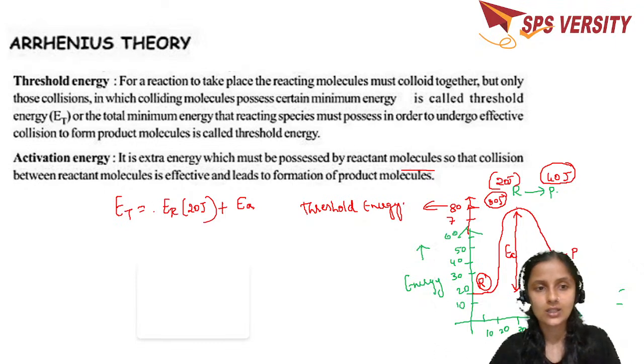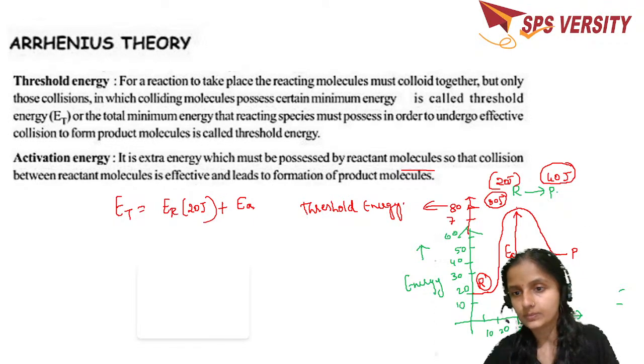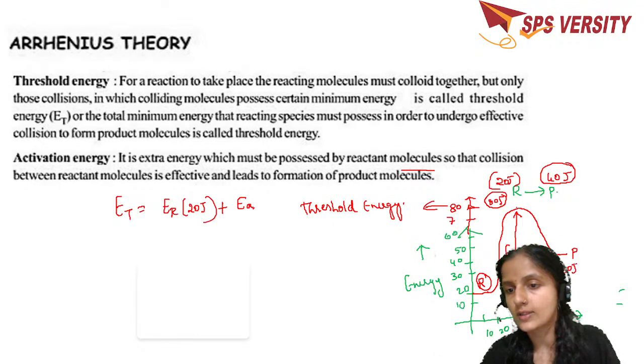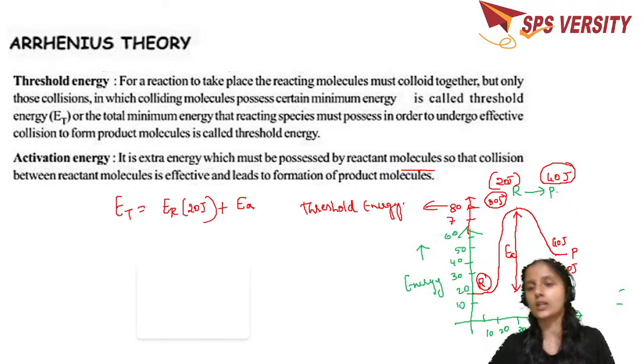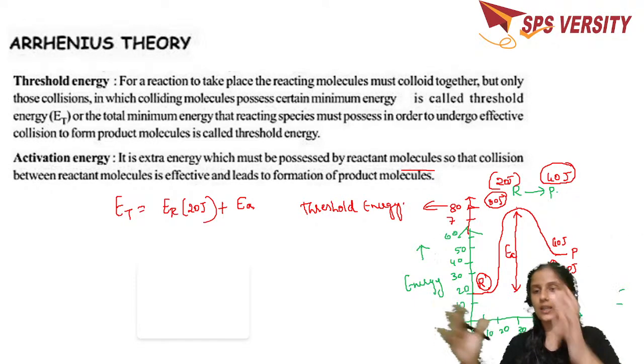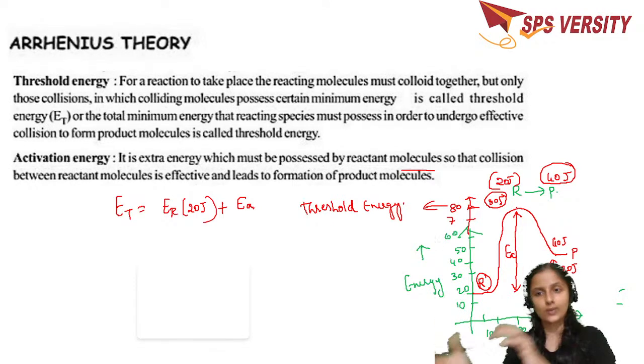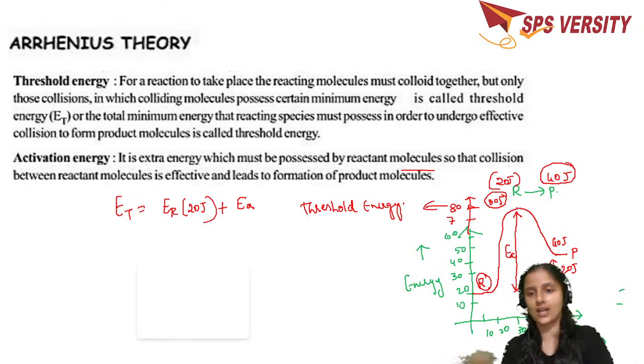Et is the threshold energy. Er is the amount of energy which is there in the reactants. Ea is the activation energy. Now this gap between the energy of the reactants and the energy of the product, that's 20 joules. So the reactant molecules have 20 joules of energy, the products have 40 joules of energy. This much amount of energy is going to be taken in. So this is an endothermic reaction. If the profile is reversed, reactants have more energy and the products have less energy, then the energy will be given out, which is called an exothermic reaction.